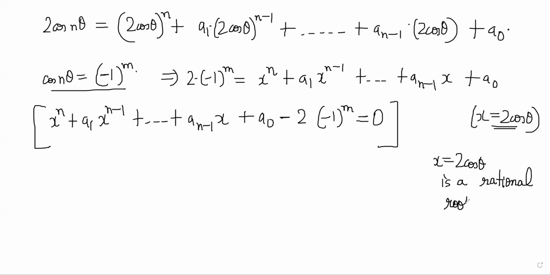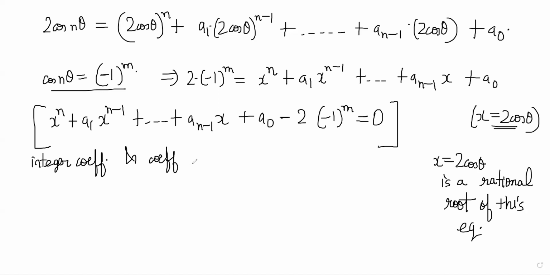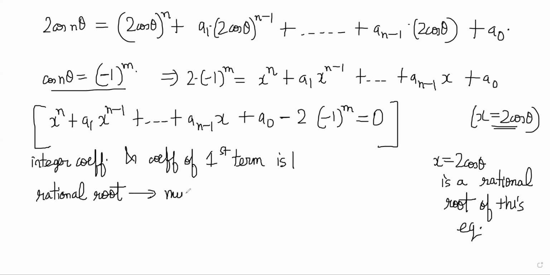This is my equation, and x equal to 2 cos theta is a rational root of this equation, because the question said that cos theta was rational, right? Now notice that this polynomial has integer coefficients, and the coefficient of the first term is 1, right? So the coefficient of the first term is 1. So the rational root now must be an integer, right? The problem has already stated that it has a rational root. So the rational root must be an integer.